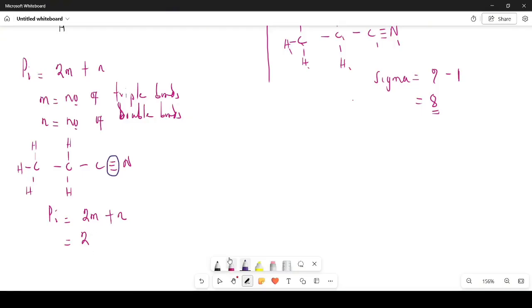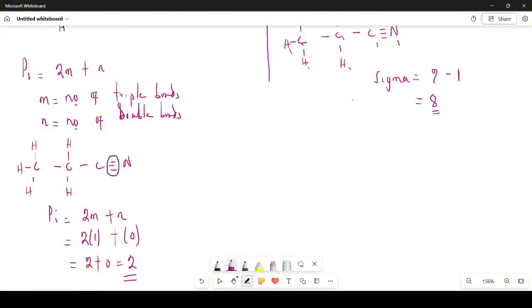So this becomes 2 into 1 plus how many double bonds do we have here? We do not have any double bonds. There's no double bond. Check. So this is going to become 2 into 1, which gives us 2, plus 0, and that is going to be 2. So what's the answer to that question? 2. So that is it.